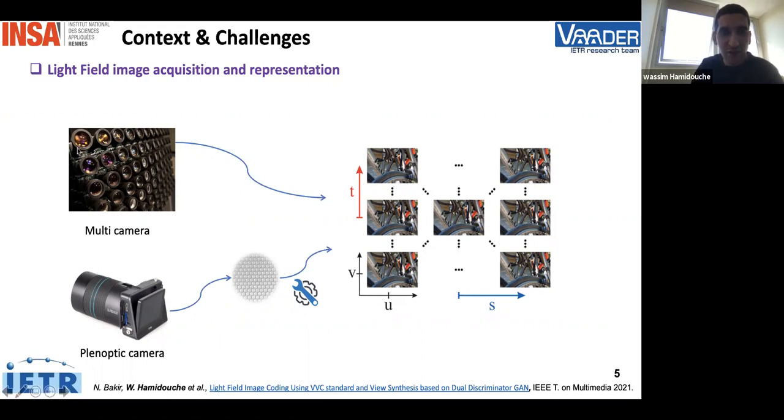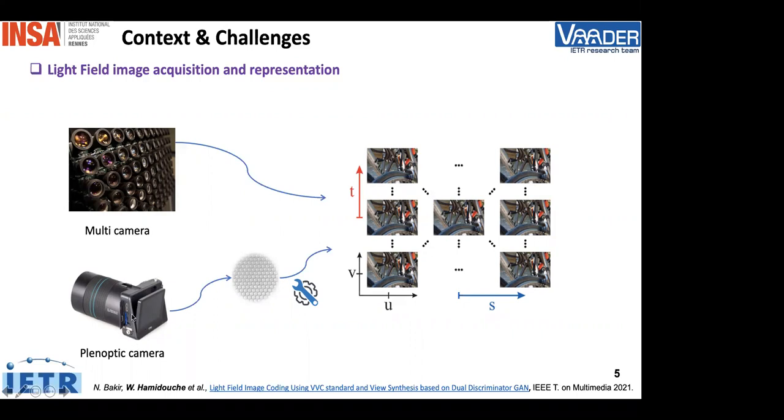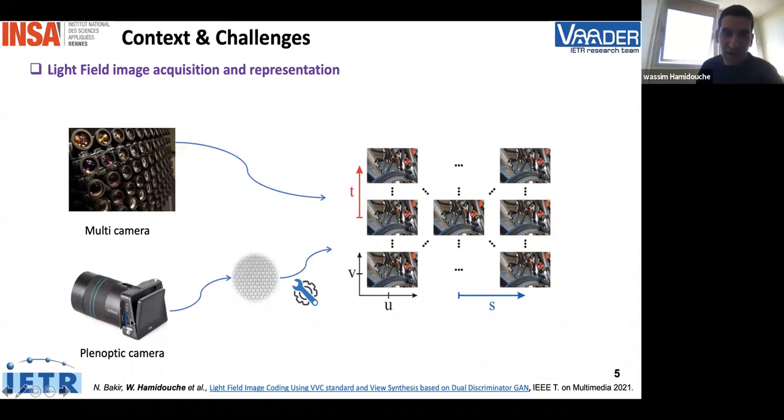As we can see here, there are different advantages and drawbacks to using a multi-camera or a plenoptic camera. The plenoptic camera is more compact, but the baseline between different views in the plenoptic camera is narrow. However, it can be different for multi-camera depending on the space between the different cameras. In this work, we will focus more on the plenoptic camera. We will focus on the light field image acquired by the plenoptic camera.